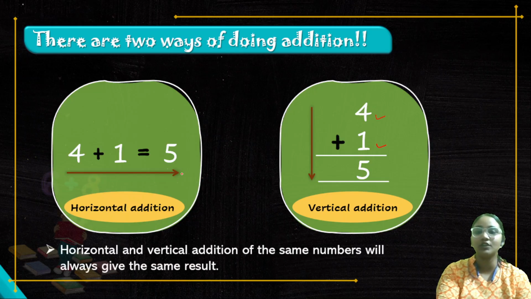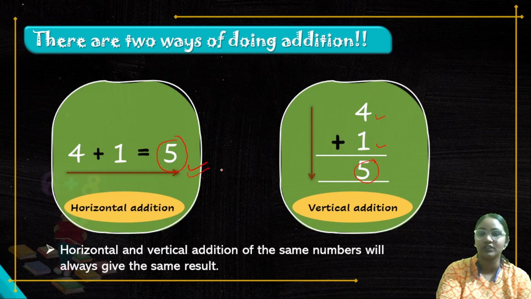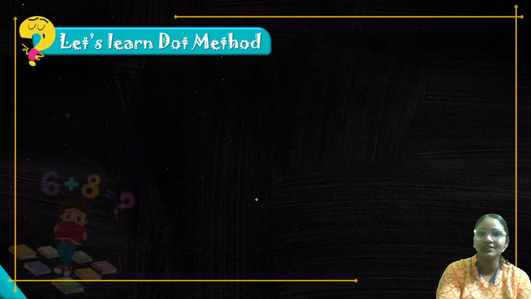So, what do we learn from this? That whether we do the horizontal or the vertical addition of the same numbers, they always give the same result. You can see we have added 4 plus 1 horizontally and 4 plus 1 vertically, and we have got the same answer, that is 5. Okay, so we'll get the same result. I hope this is clear, students.